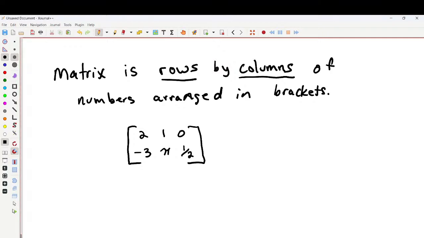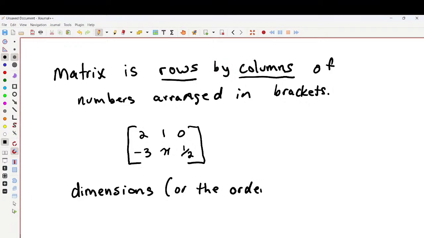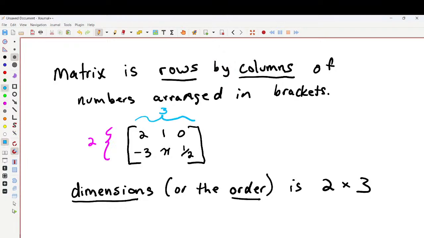This has how many rows? 2. How many columns? 3. So we say the dimensions, or the order, is 2 by 3. 2 rows, 3 columns. 2 by 3.